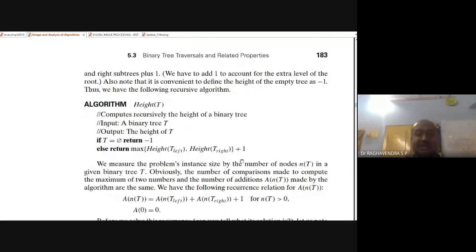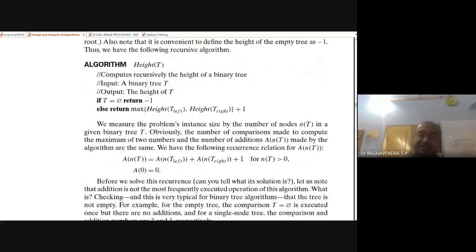If you consider this the recurrence relation, the recursive relation for evaluating the height of a binary tree: A is a function of n of t, N is input size, T of n for the tree equals A of n of t left plus A of n of t right plus 1, for n of t greater than 0. So this is the recursive relation for the height of a binary tree. A of 0 equals 0, meaning if there is no tree, the height is also 0. So this is the recurrence relation.